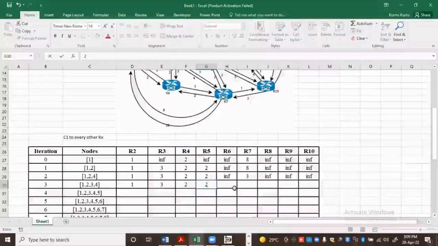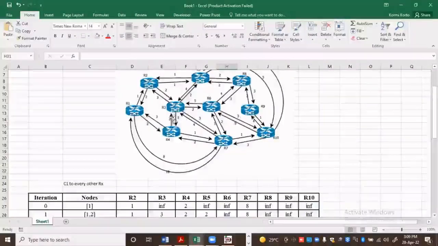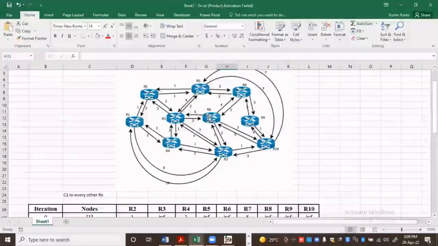Now let's watch 6. See, now that we have 3, we can get to 6 now. See, bingo. Now that we have 3 inclusive, we can get to 6 easily because 6 is directly connected to 3. So now if you want to move a packet to 6, it's possible because now you can move it from R1 to R2 to R3 to R6.